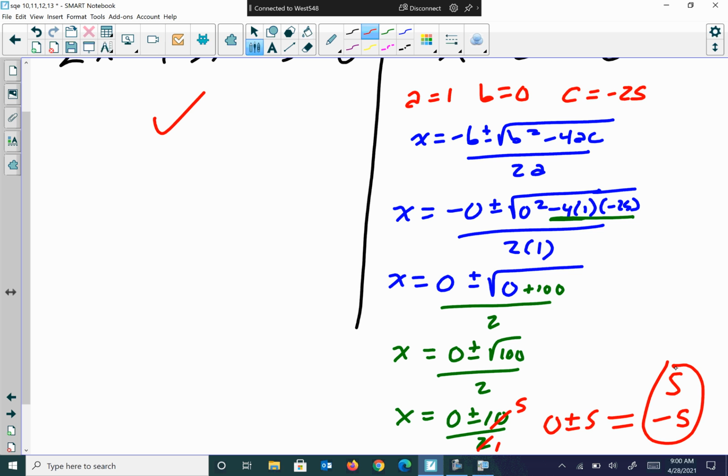So this parabola, we cross at positive 5 and negative 5. Wow. Okay. So my friends, I gave you 2 problems.